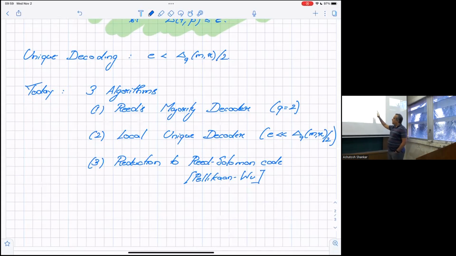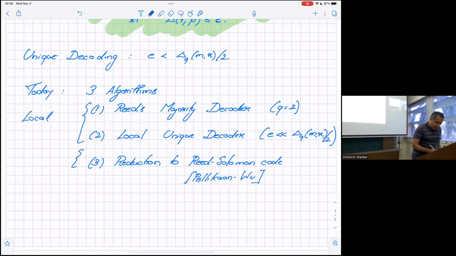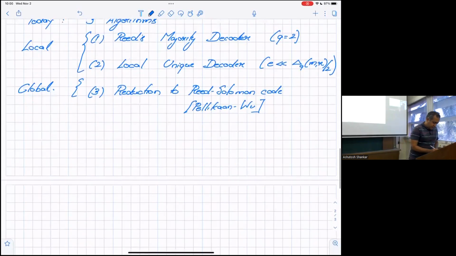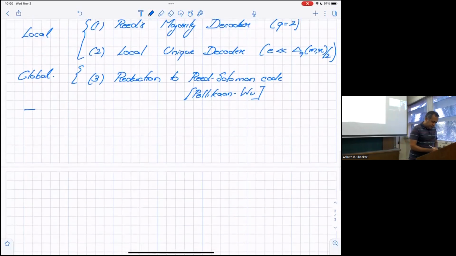But the reason why sometimes 1 and 2 are preferable is that 1 and 2 will be, as we will see, what I will call local algorithms, whereas 3 will be a more global algorithm. And we'll see what's the difference between them. Somehow the way they handle the input will be more local for 1 and 2, and global for 3. So let's start off with Reed's majority.